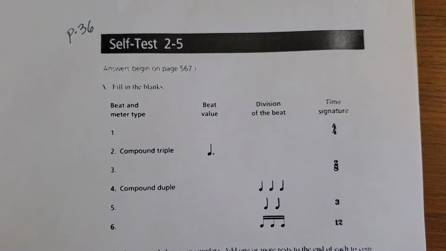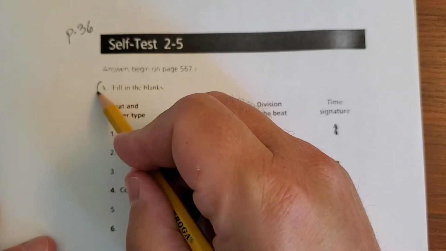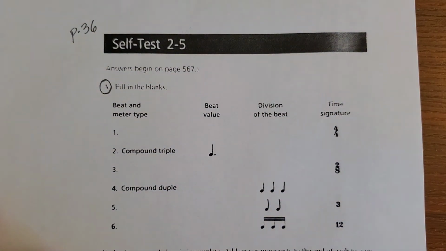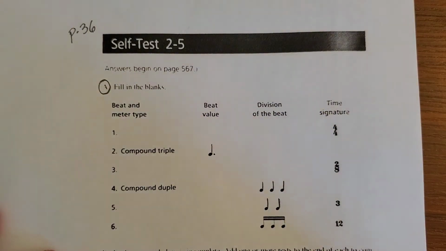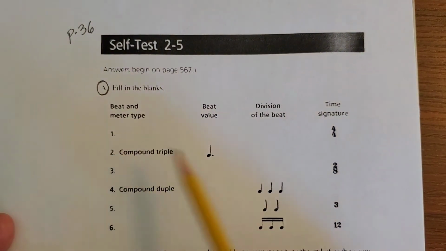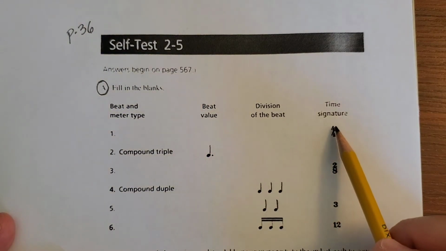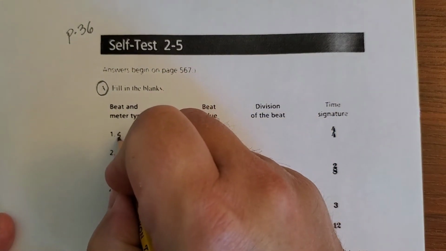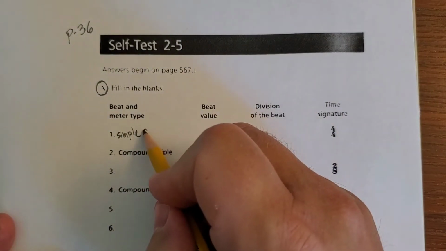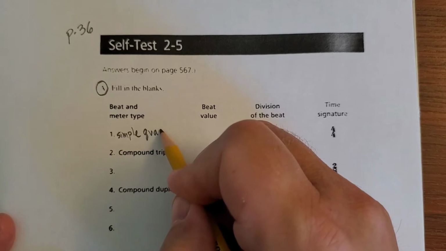This is self-test 2-5 on page 36, part A. I'm just going to do the top part on this page, and then I copied the bottom examples onto my own piece of staff paper. Now, this exercise combines simple and compound in the same chart. All right, number 1, 4/4 given. If the top number of my time signature is a 2, 3, or 4, I know it's simple. I also know that it's simple quadruple because the 4 on top tells me there are 4 beats.